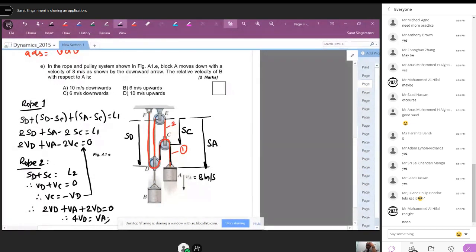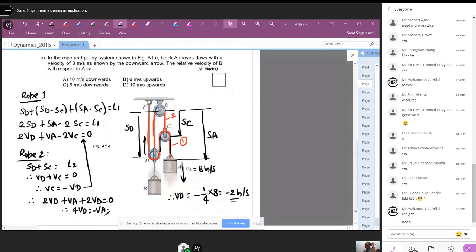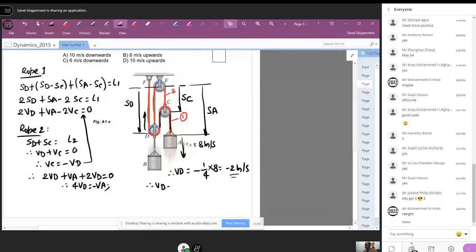Velocity of A is downwards 8. Therefore, velocity of D is equal to minus 1/4 times A, which is 8, which is minus 2 meter per second. We know particle moving away from the datum, we take it as positive. So VA is positive. We got negative. That means VD is moving up. So VD is 2 meter per second upwards.